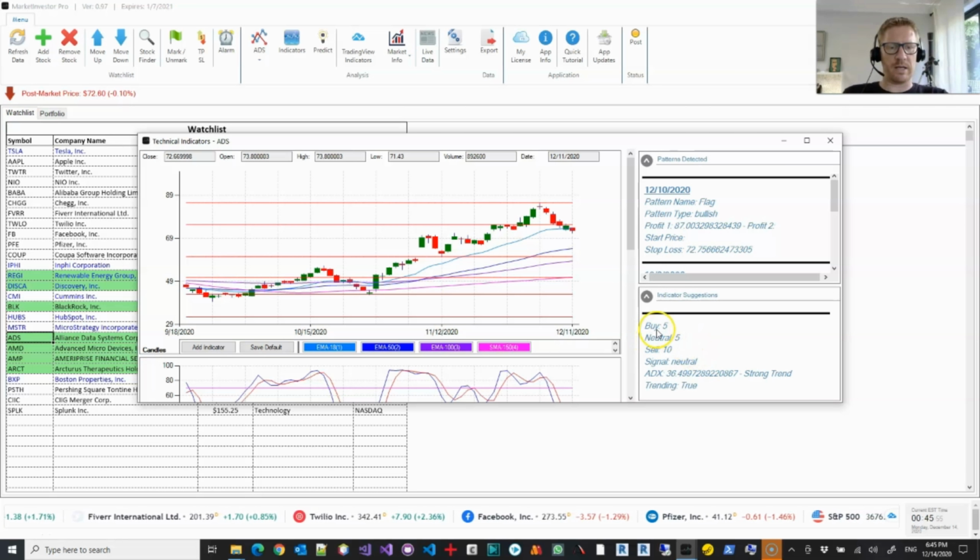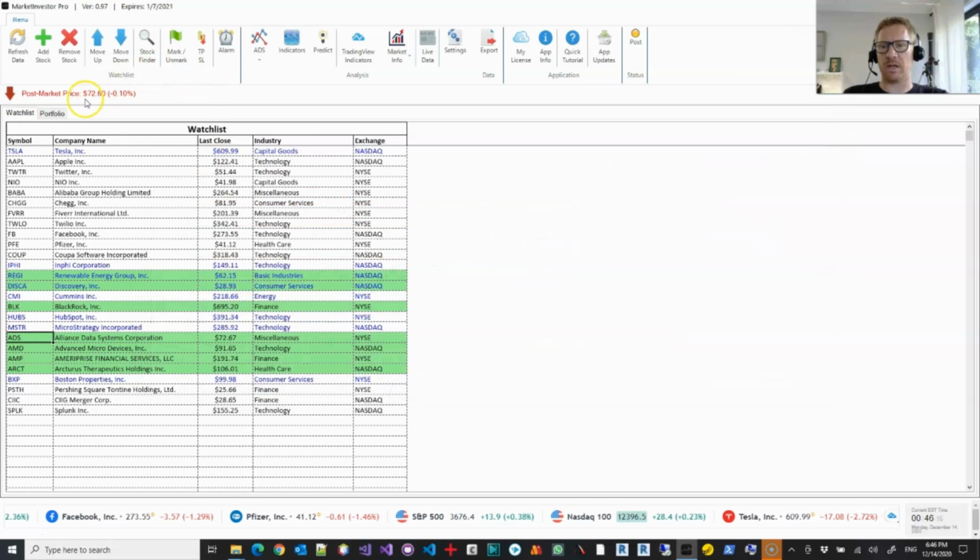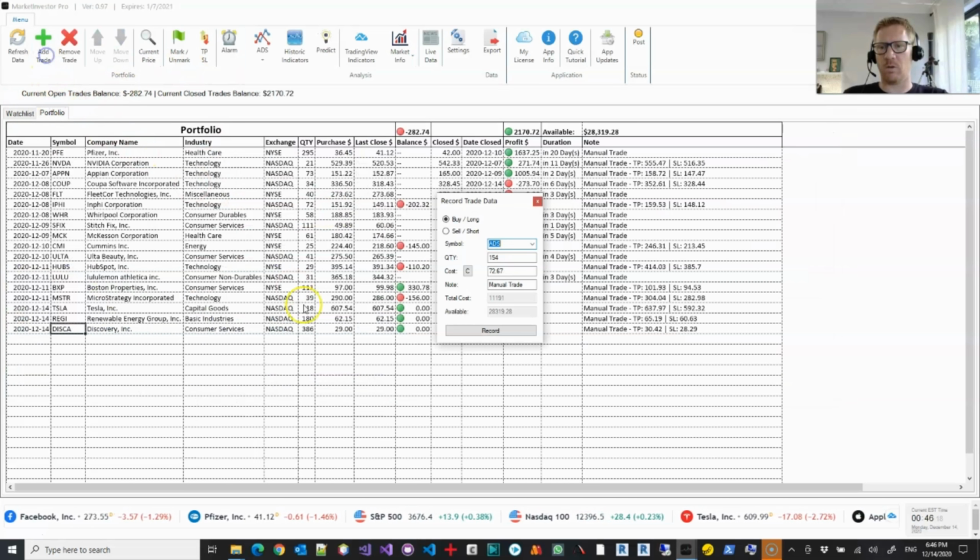What we're going to look at is the signal. We see 10 for selling, 5 for buying, 5 for neutral, so it's saying that it doesn't really have a strong indication whether we should buy or not. The ADX is strong, and it's a trending stock. I'm going to trade this one, but I'm going to do something that I don't always do, but recently I've been doing it, which is to get the current price. And you'll see it tells me I need 154 stocks there.